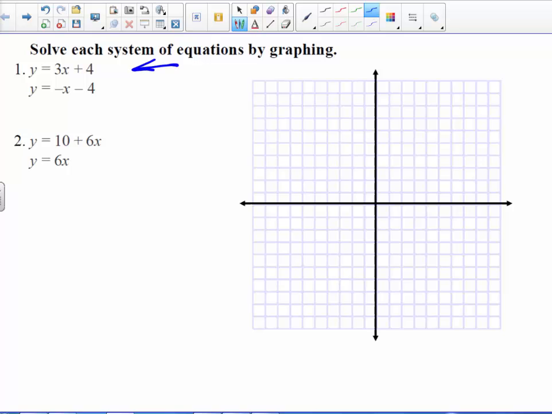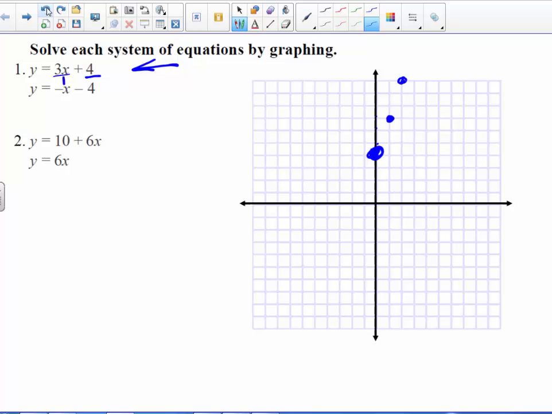First equation we have here, y equals 3x plus 4. First we look at the y-intercept, which is 4. From the origin, there's 0, and then 1, 2, 3, 4. That is your y-intercept. For the slope, it's 3. Make sure we make it a fraction, 3 over 1. So we're going to go up 3, 1, 2, 3, and then to the right 1. From that y-intercept, do the same thing, up 3 over 1.